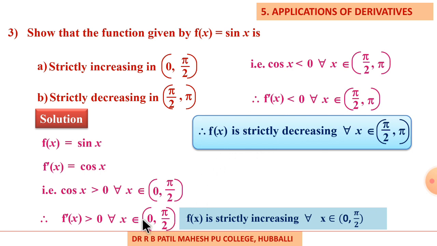So here the first step is to take the same function. First f of x is sin x, then f dash of x. Now you have to check, using these intervals, whether cos x is positive or negative in the first interval. If it is positive, then it is strictly increasing. If it is negative, then it is strictly decreasing. In this first interval, it is strictly increasing, and in the second interval, it is strictly decreasing.